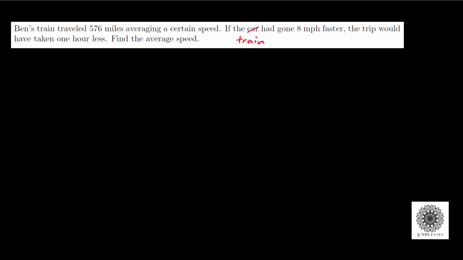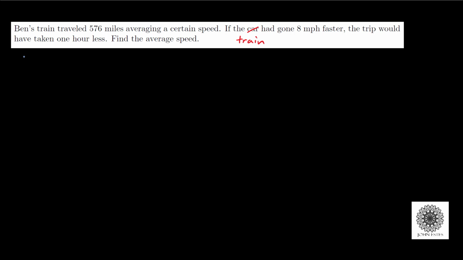I want to look at a couple examples of quadratic equations just to show their usefulness. So our first question is, Ben's train traveled 576 miles, averaging a certain speed. If the train had gone 8 miles per hour faster, the trip would have taken 1 hour less. Find the average speed. Okay, so the trick here is, we have to understand what we mean by average speed.